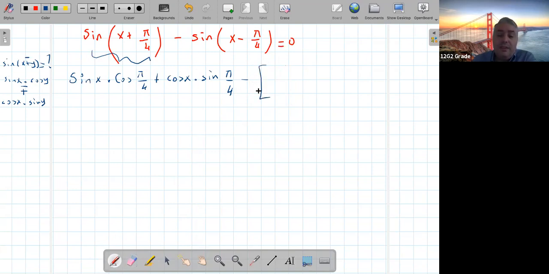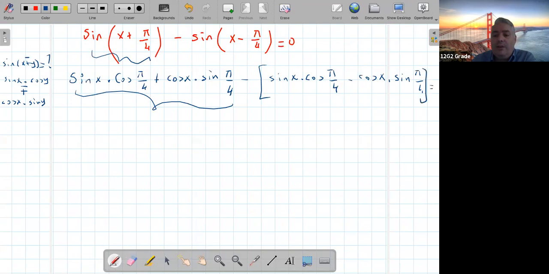And this is parenthesis. This is the first thing. Yeah, parenthesis. So sine of x times cosine of pi over 4, minus cosine of x and sine of pi over 4 equals 0. Now, when we expand this, look, this minus and this one, it will be expanded.